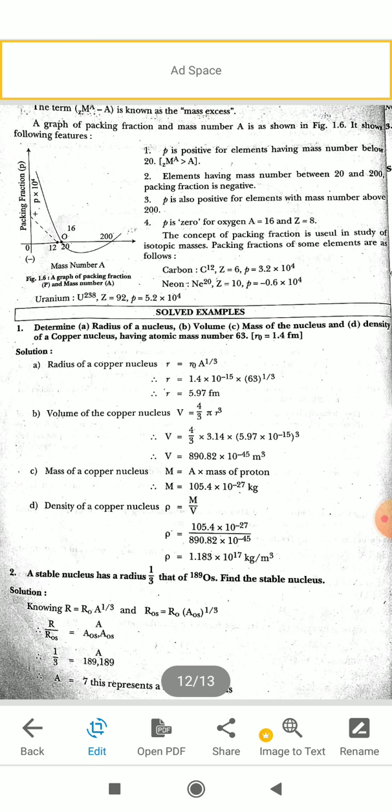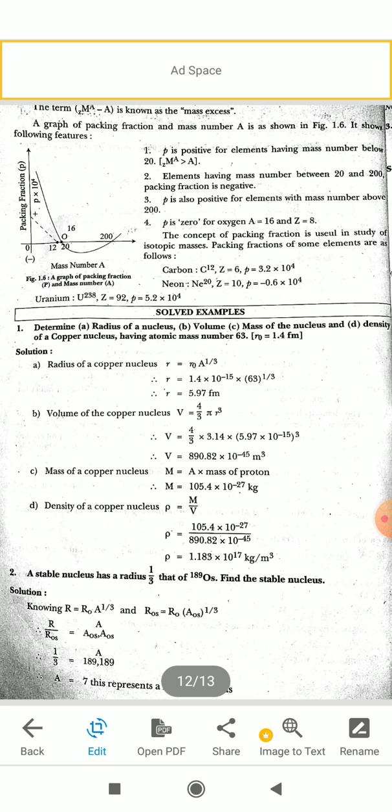Carbon, having 6 protons and 6 neutrons, has a packing fraction of 1.2 into 10 to the power 4. Neon, having 10 protons and 10 neutrons, has a negative packing fraction, minus 0.6 into 10 to the power 4. Now today we are also going to focus on some numerical problems in this topic. We can calculate the radius of the nucleus, then the volume. The first example is also solved so that you can understand.